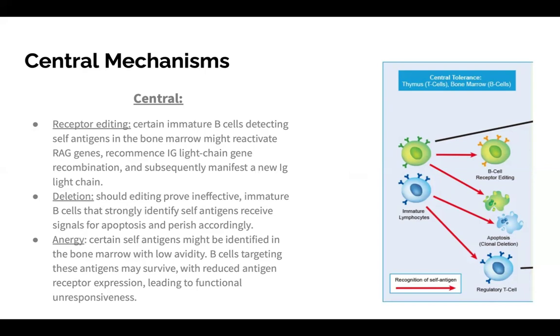The last one is anergy. Certain self-antigens may be identified in the bone marrow with low avidity. B cells targeting these antigens may survive with reduced antigen receptor expression, leading to functional unresponsiveness.